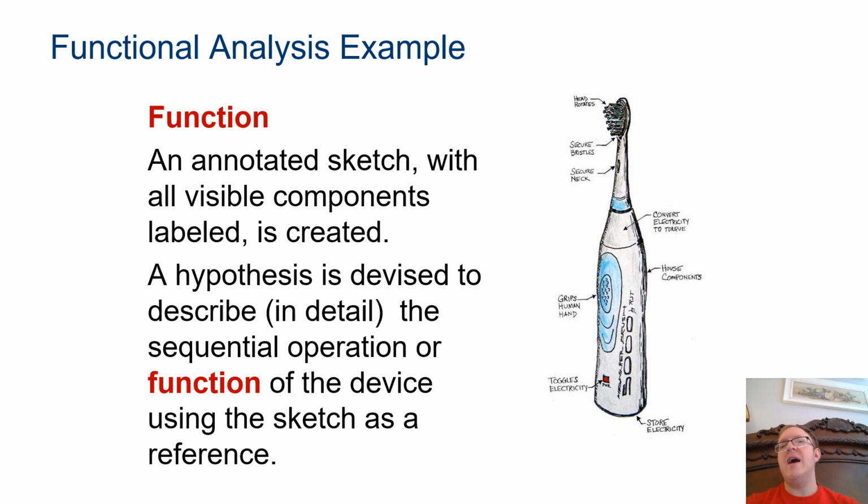This is a good example of a sketch that's been labeled. So yeah, like I said, it doesn't need to be perfectly straight. It's fine. You're just drawing a toothbrush to label it, and then you're coming up with theories of what you think some of the functions are.